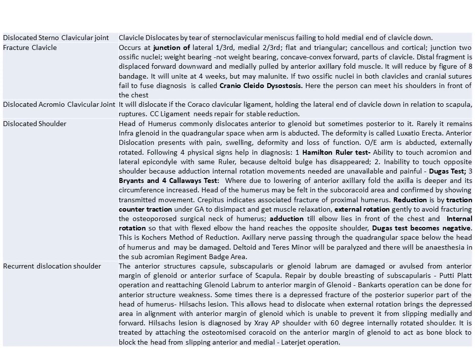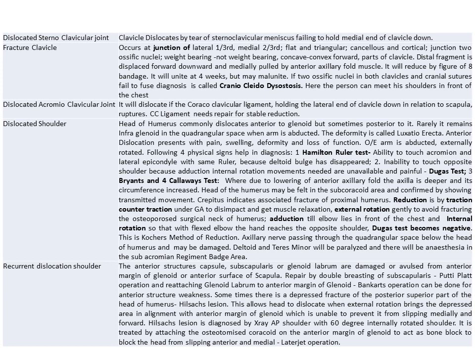When there is a fracture, the distal fragment is displaced forward, downwards, and medially, pulled by the anterior axillary fold muscles, which is the pectoralis major. This will reduce by a figure of 8 bandage. It will unite in 4 weeks but may malunite.